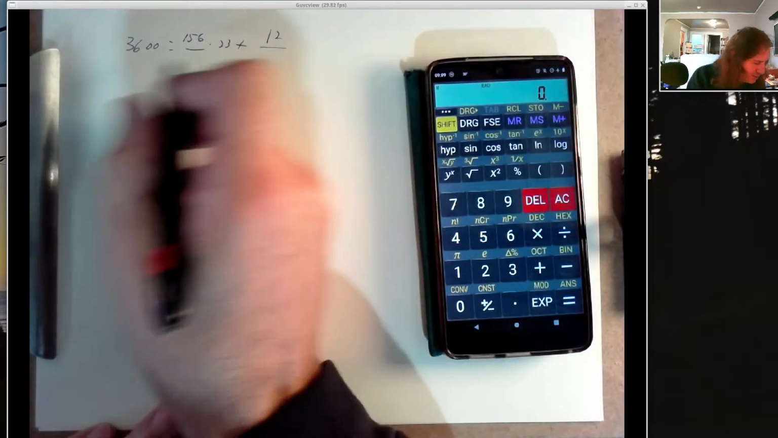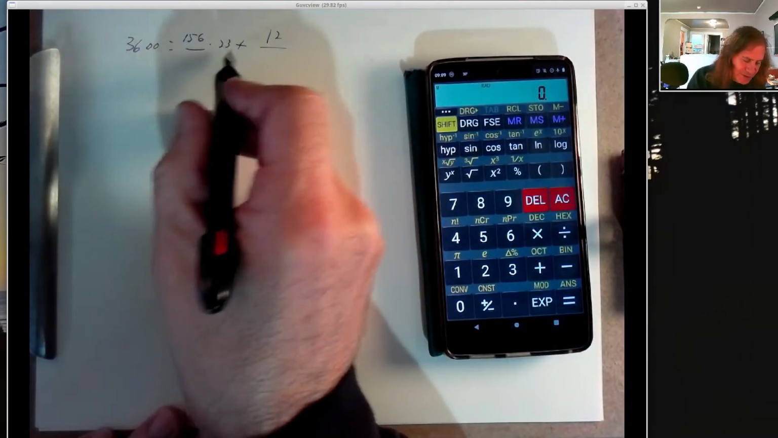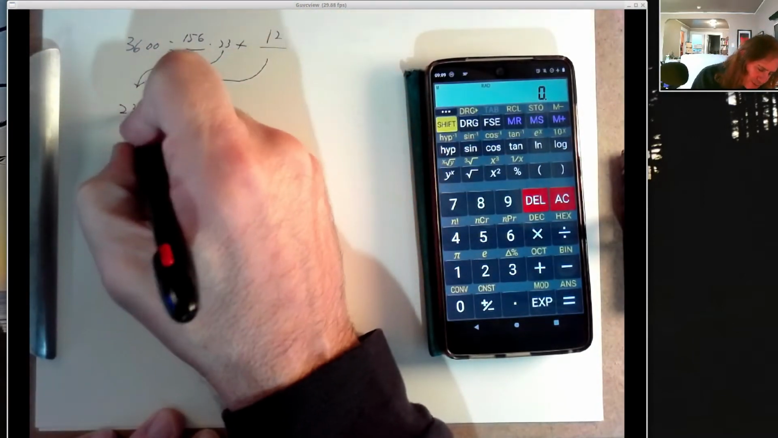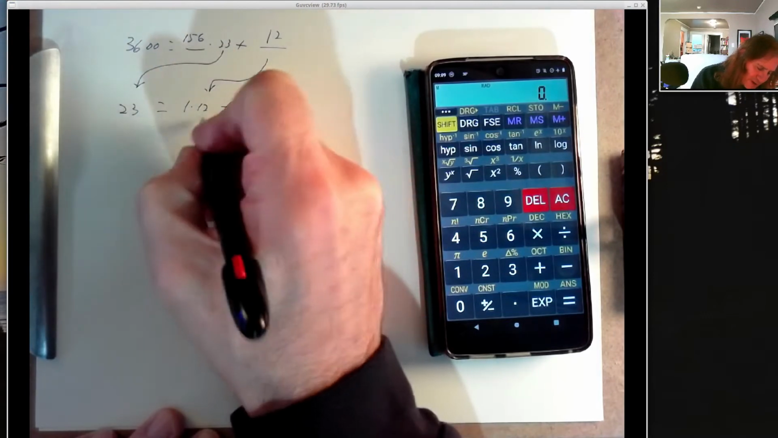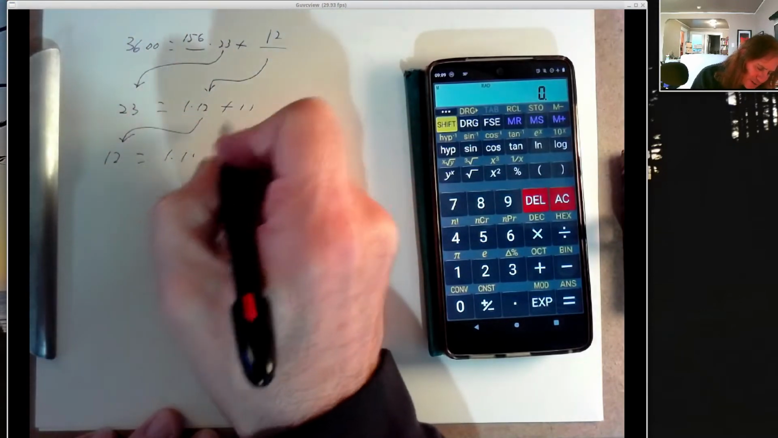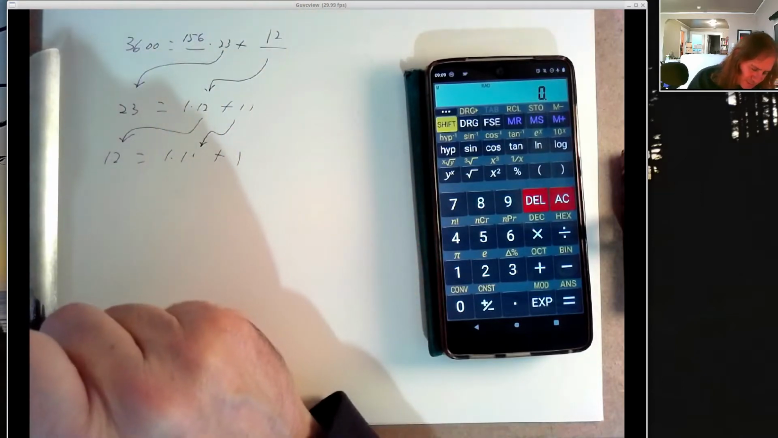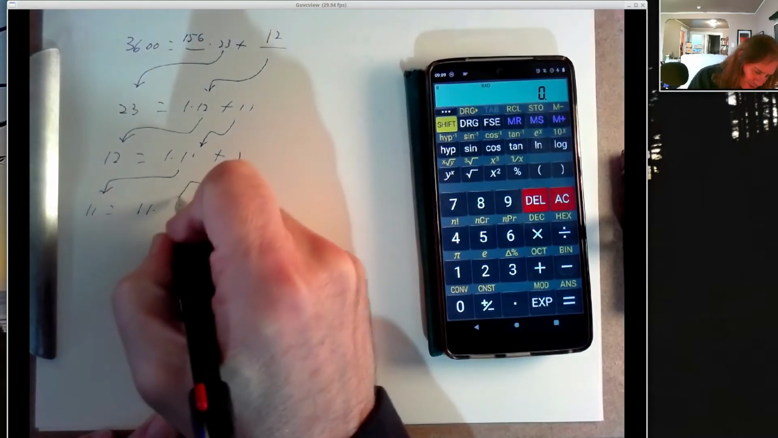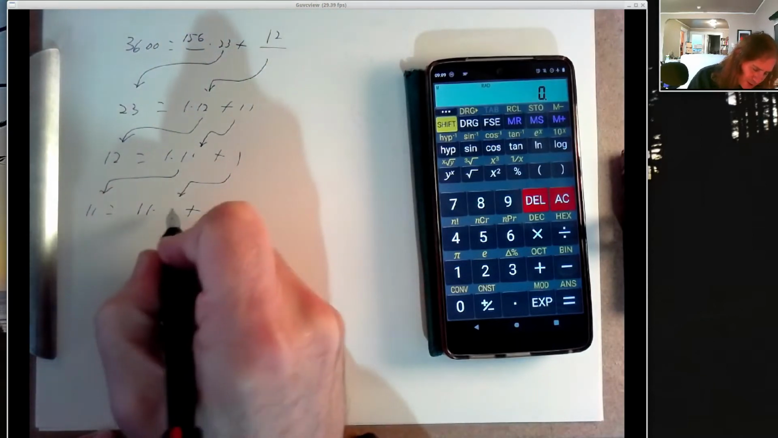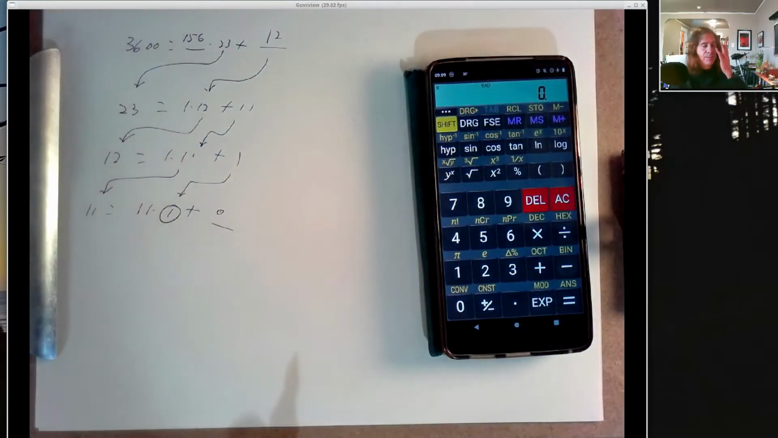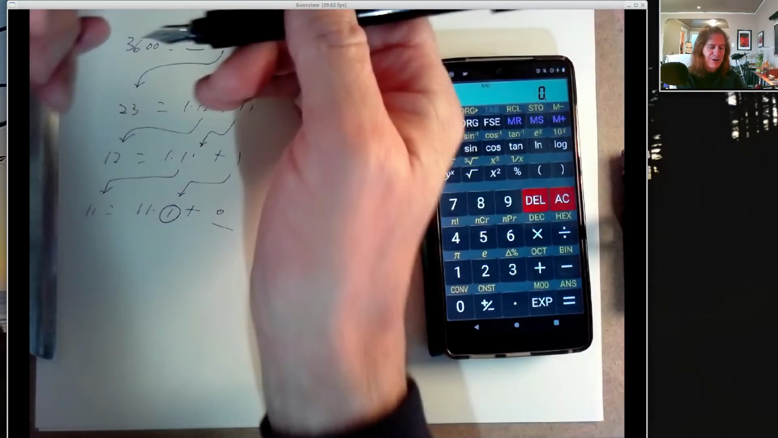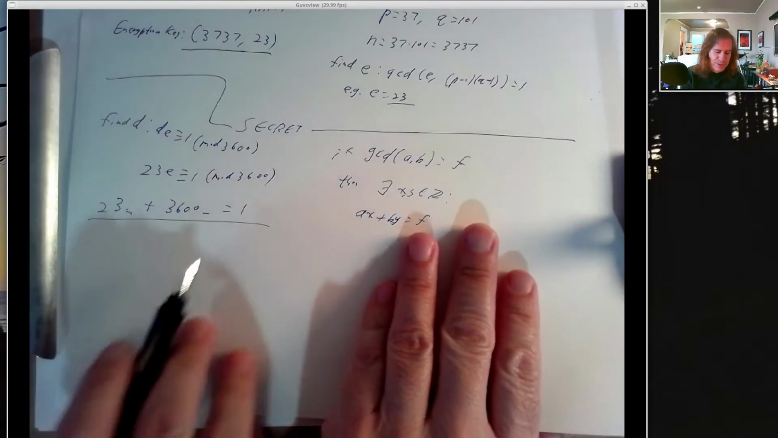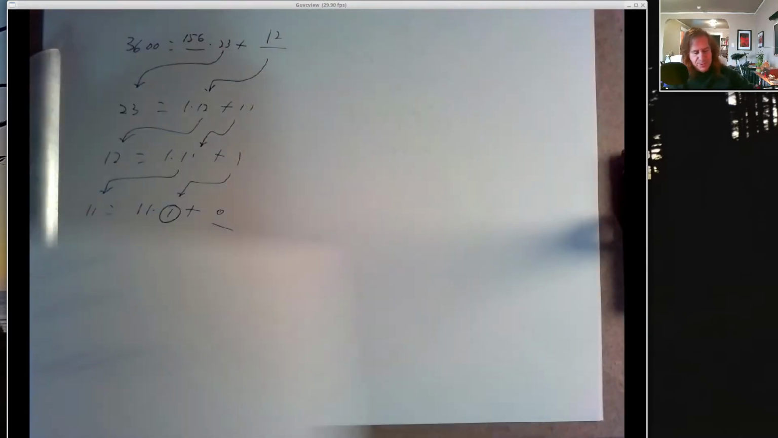But anyway, this equation is true. So 3600 is 156 times 23 plus 12. If I continued to find the GCD, 23 equals 1 times 12 plus 11. 12 equals 1 times 11 plus 1. 11 equals 11 times 1 plus 0. Once we get down to a 0, there's our GCD. Now, in general, there's a way to reverse all of this to come up with this desired linear combination of your two numbers that add up to your GCD.